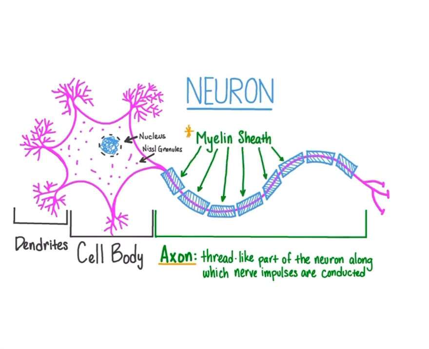Many axons are surrounded by a fatty coating called the myelin sheath. Given the lengths of axons, the myelin sheath helps to ensure the nerve impulse does not degrade or fizzle out before it reaches its destination.